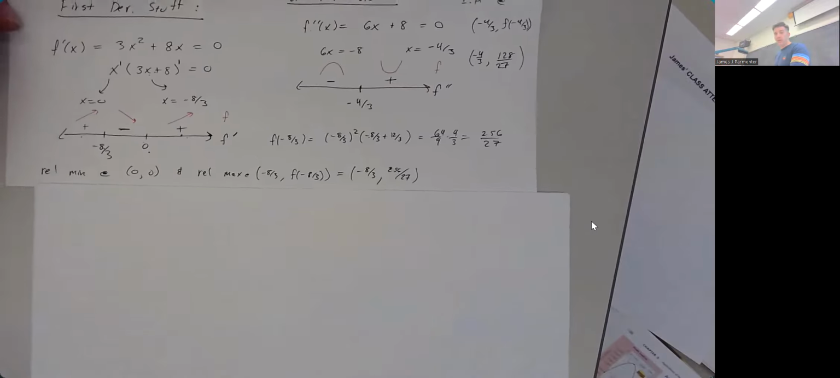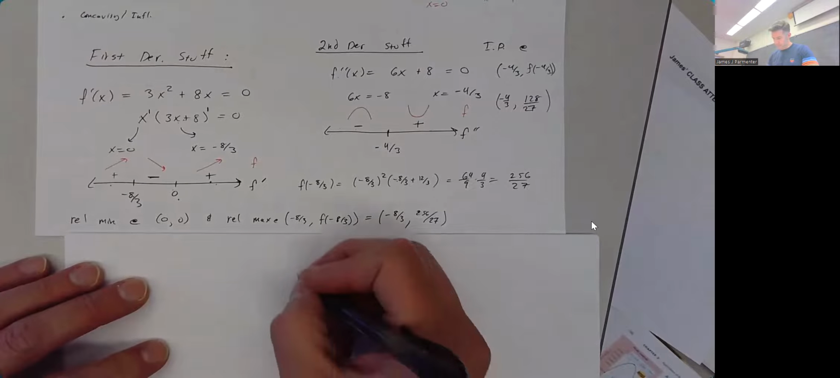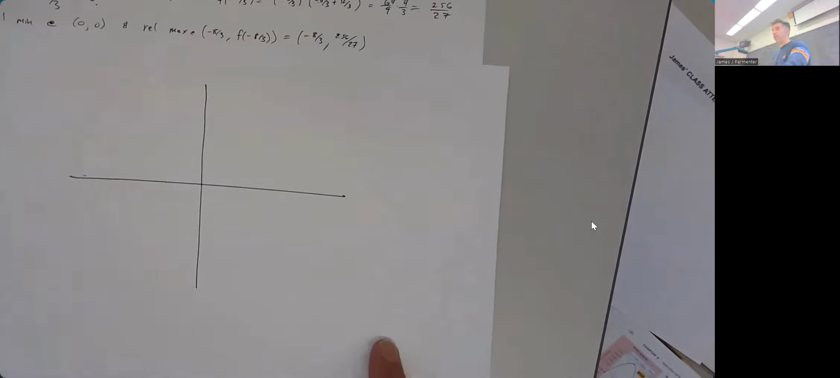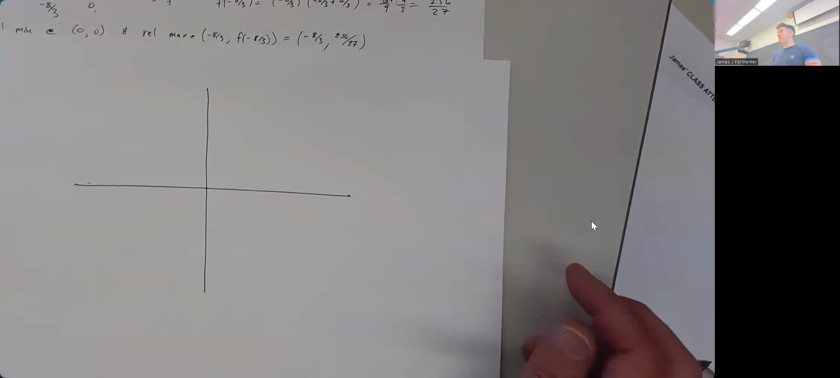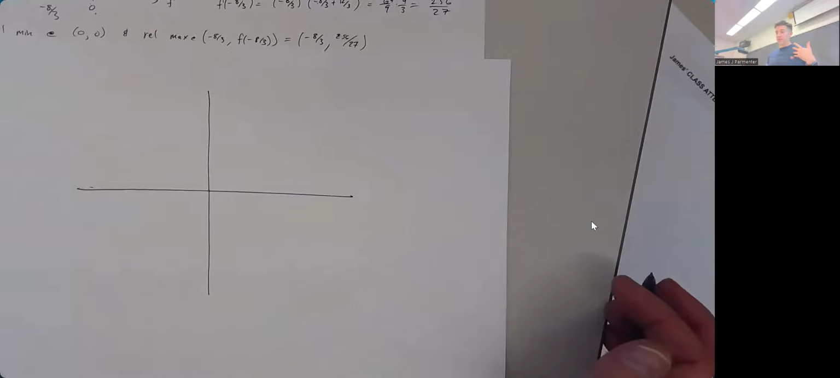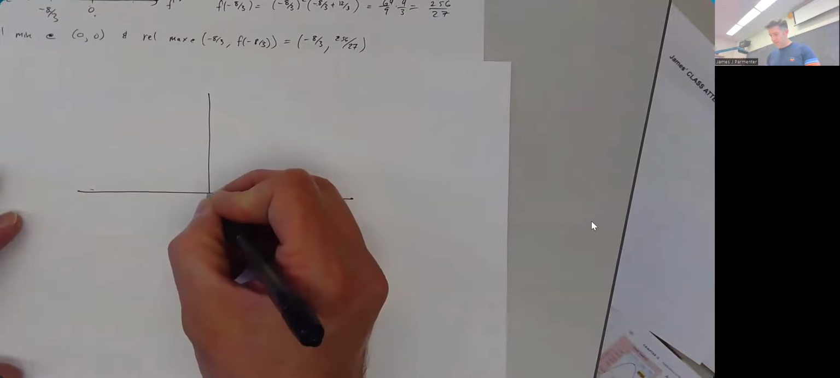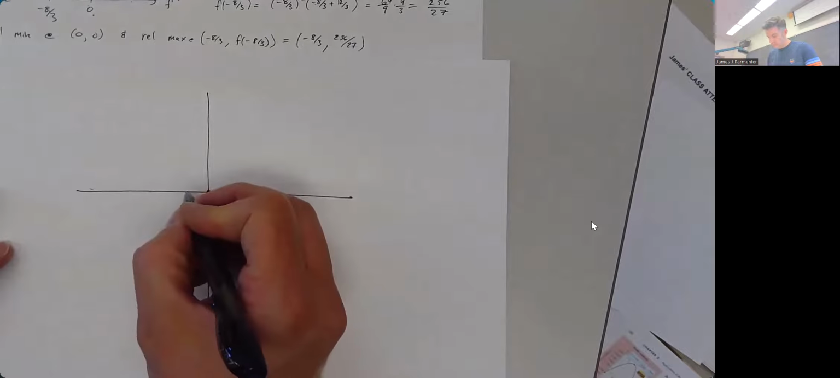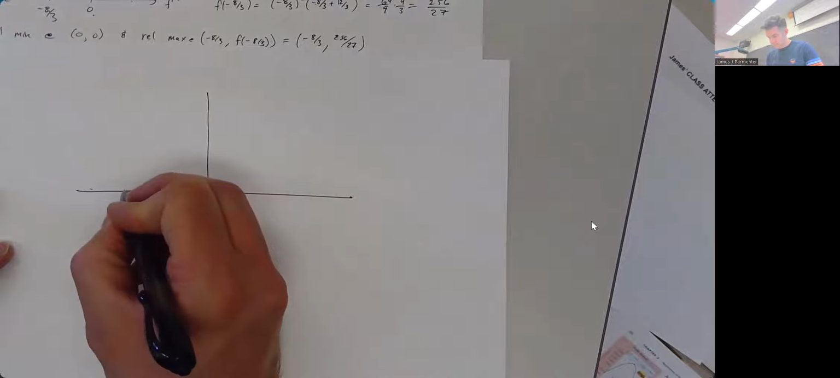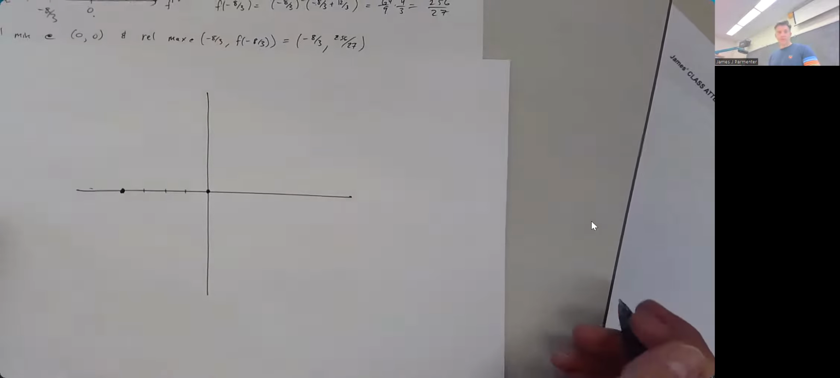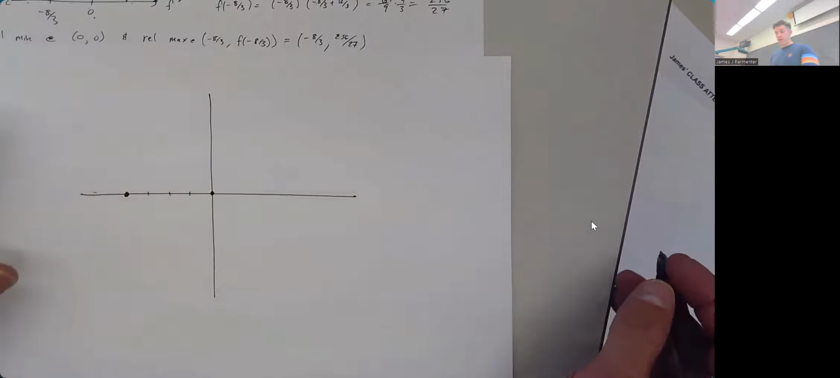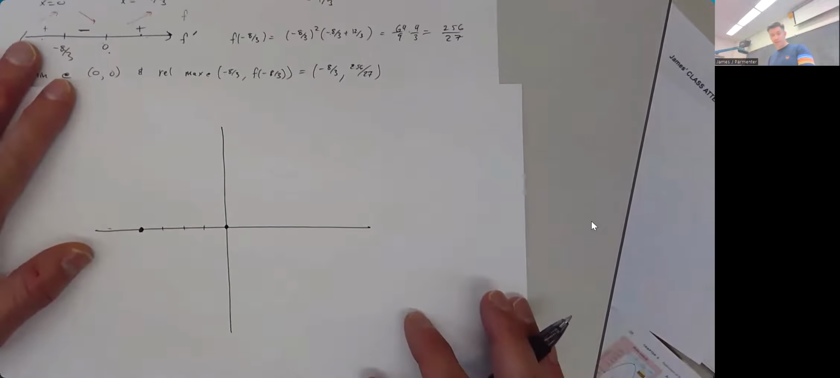All right, then we put it all together. Your graph does not have to look perfect. You just need to get the important points on there. So I'm going to start with the intercepts. I have an x-intercept at 0, I have a y-intercept at 0, and I had an x-intercept at -4. No asymptotes. I had a relative minimum at 0, 0.